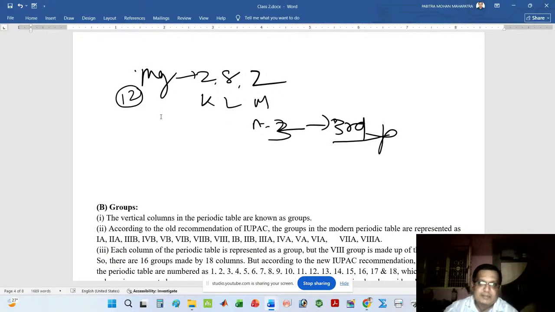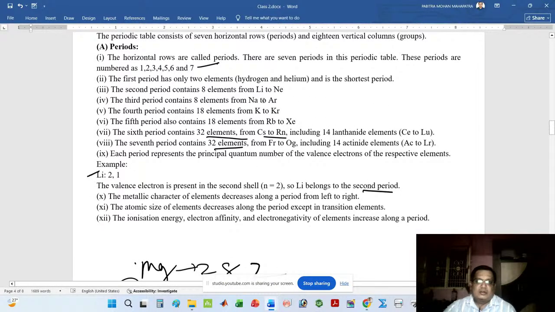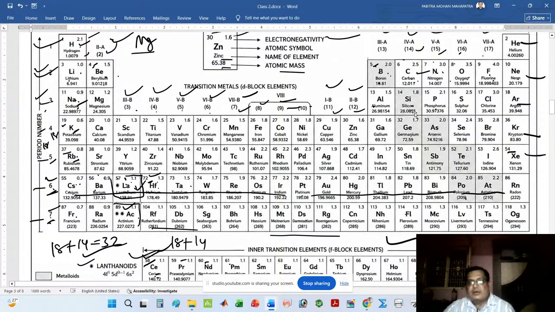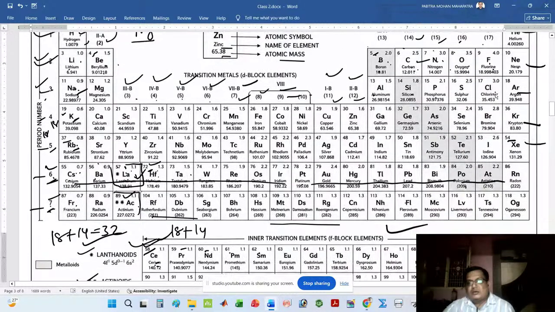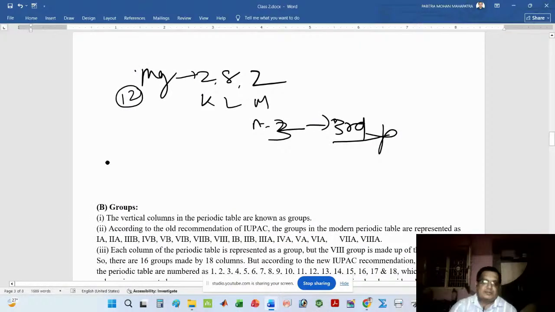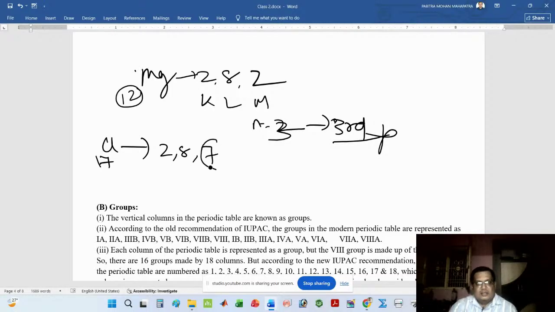Let me explain with another example. Suppose I think about chlorine. Suppose a question asks in which period it is present. Chlorine has atomic number 17. If you draw the electronic configuration of chlorine, you can write 2, 8, 7.